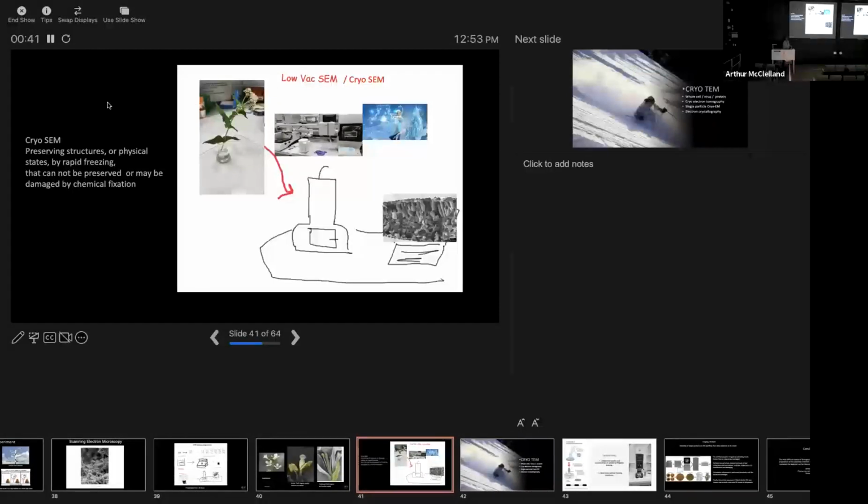We also have available cryo-SEM. This is a method of preserving structures or physical states by rapidly freezing, that cannot be preserved or may be damaged by chemical fixation. So you start with a live material, you put it in the Leica instrument, freeze it, it works the magic, and then that pops right into the SEM. So it's not an easy procedure, but you don't have to go through all the chemical fixation.